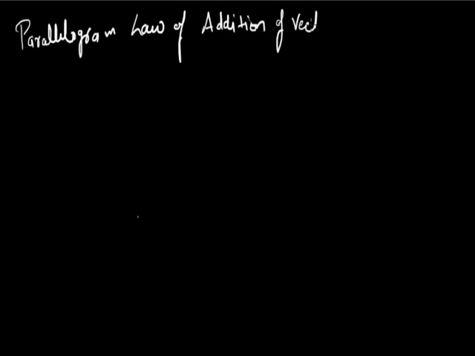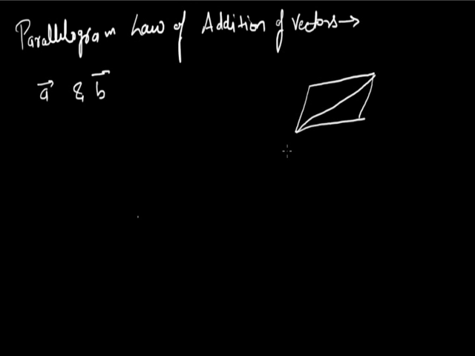Now let's start with the new topic of the parallelogram law of addition of vectors. Let the two vectors be a vector and b vector, representing the adjacent sides of the parallelogram. Now let's draw a parallelogram ABCD.